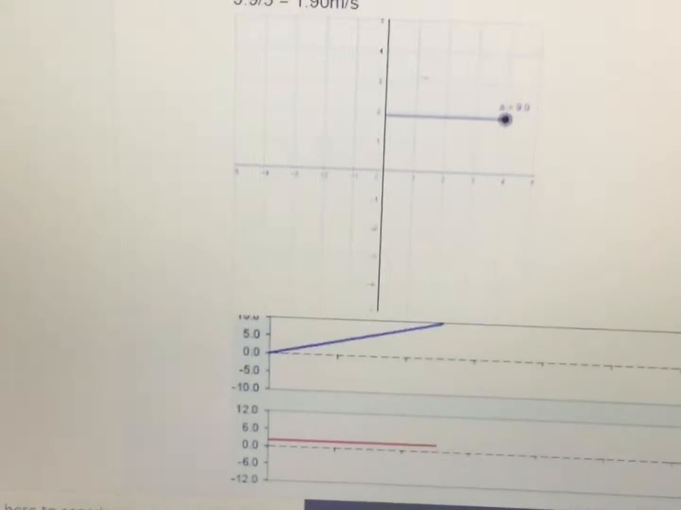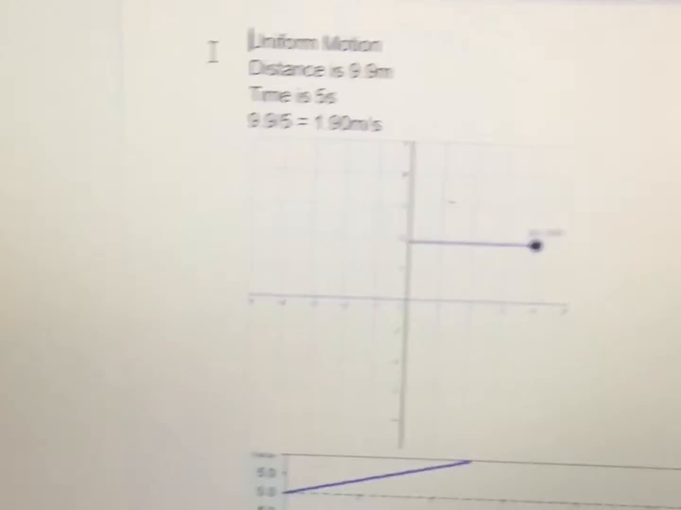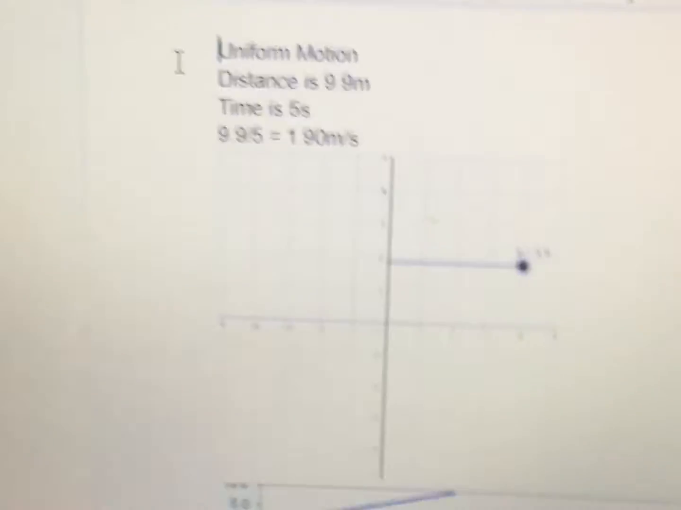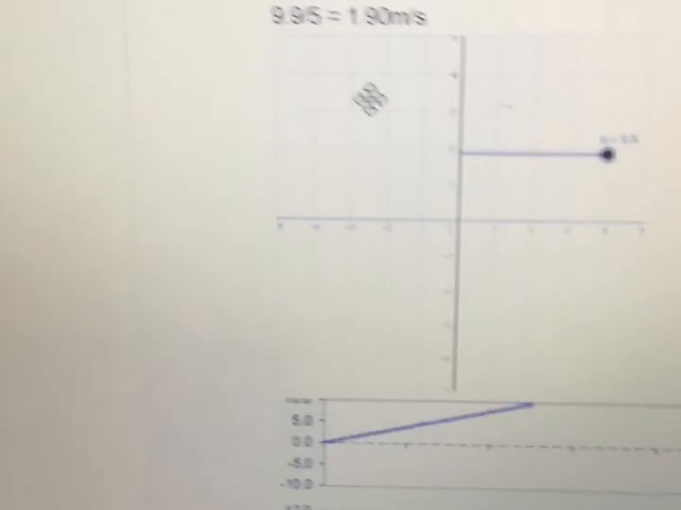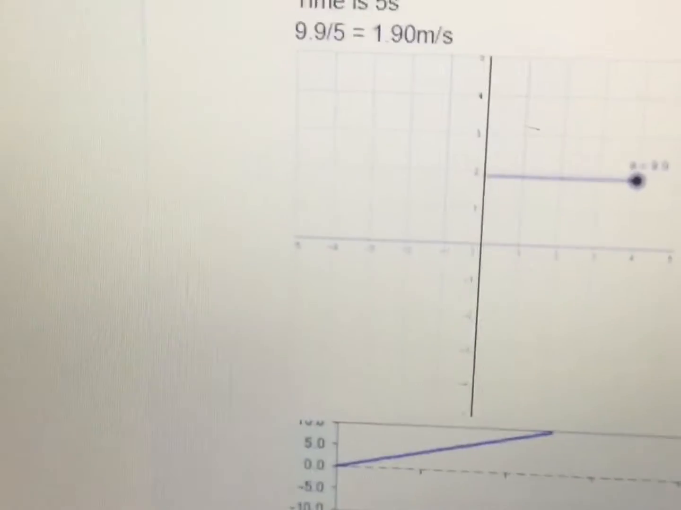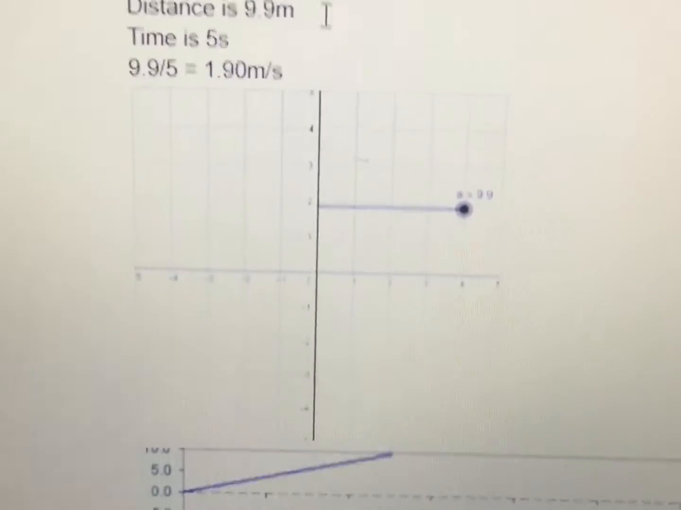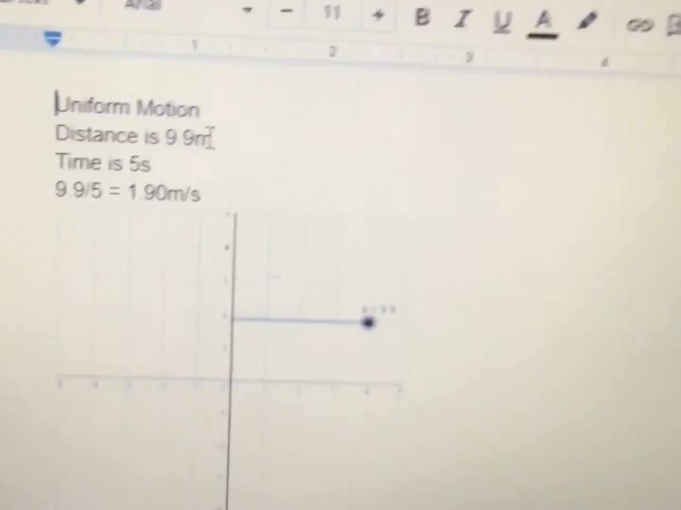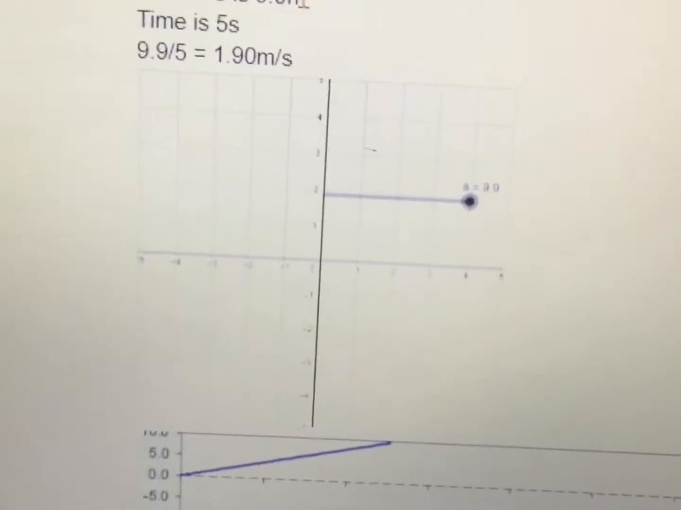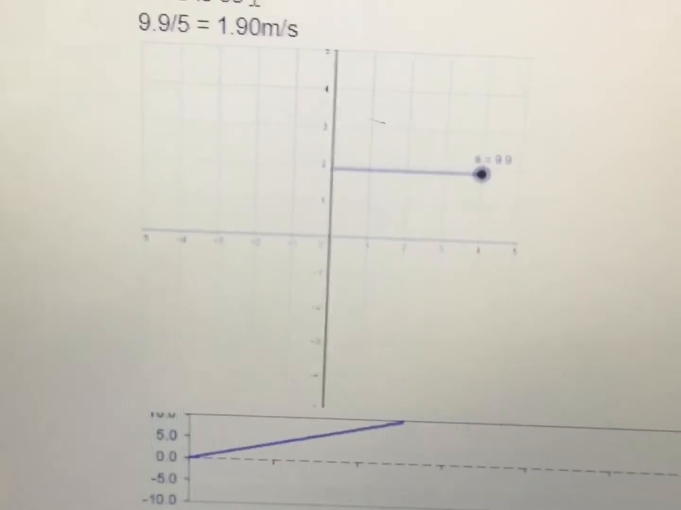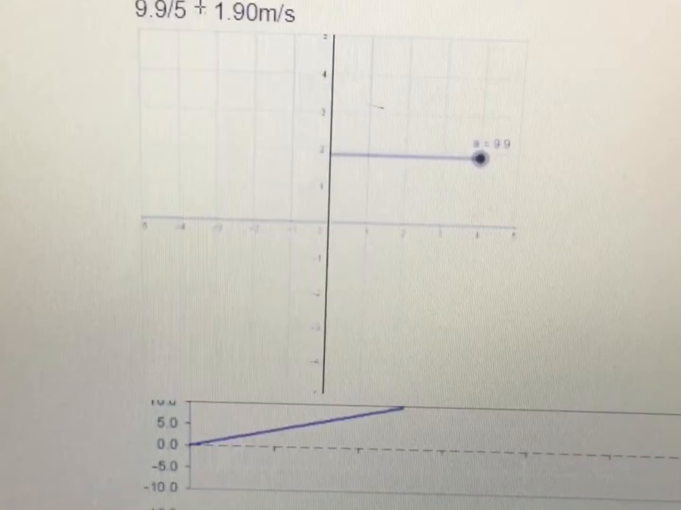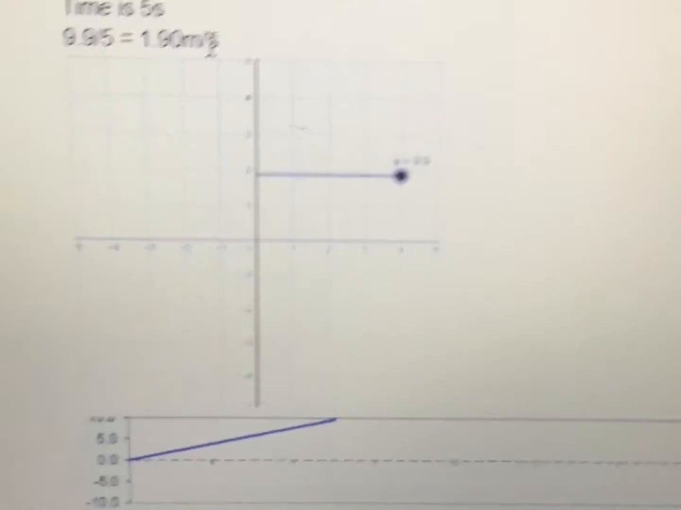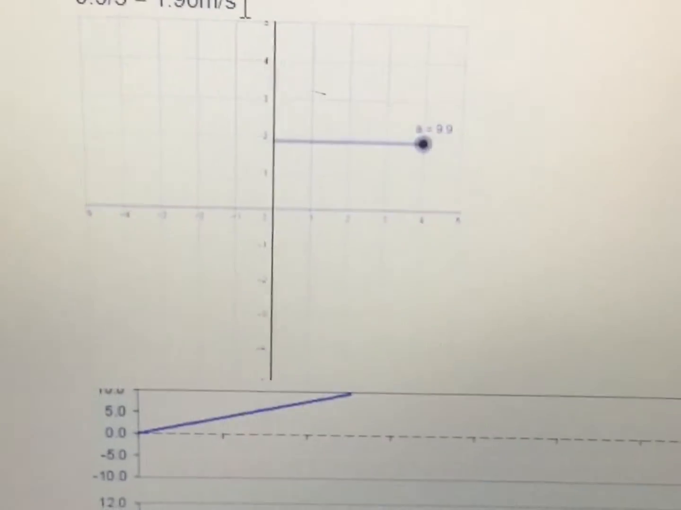What you just saw there was a uniform motion depicted by me, Joseph Young Smith. The distance of that room was 9.9 meters. I know it looks kind of small, but trust me, you can fit a lot. It took me 5 seconds to get over there, and if we divide the distance by the time, we'll get the velocity, which is 1.9 meters per second.